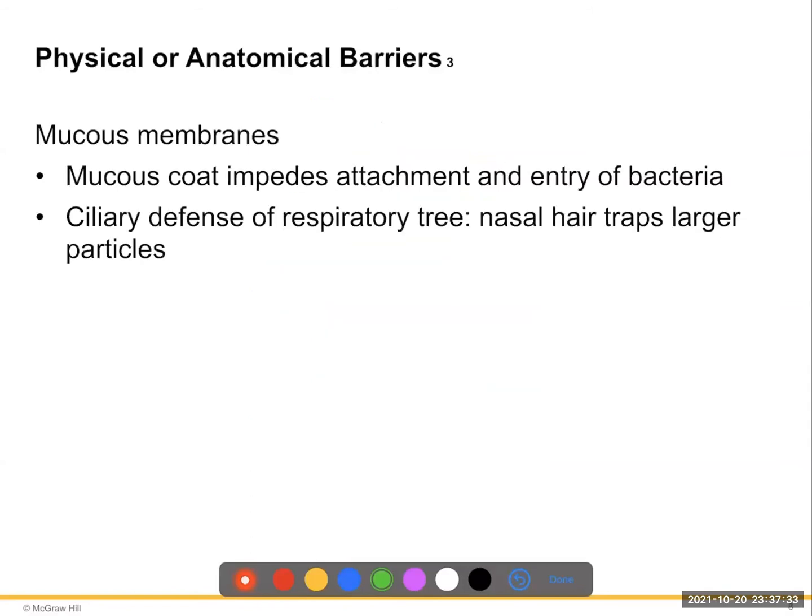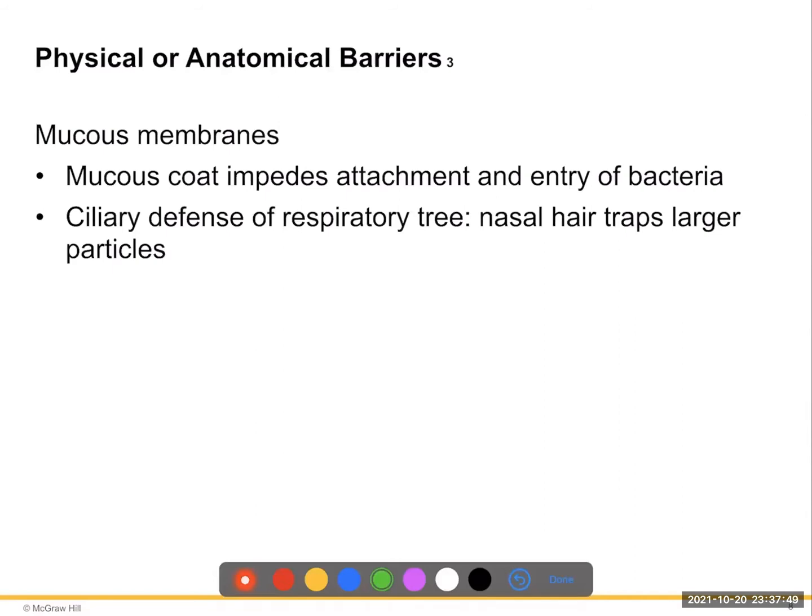Okay. So your mucous membranes, the mucous coat, impede attachment and the entry of bacteria. It basically forms a physical barrier that stops them from entering the body. Ciliary defense of the respiratory tree, nasal hairs trap larger particles.